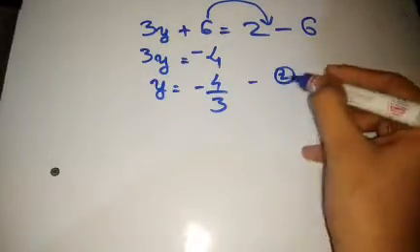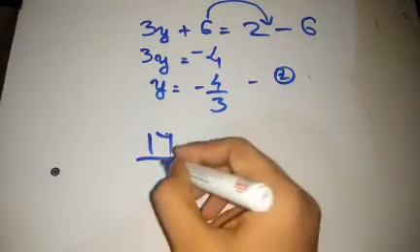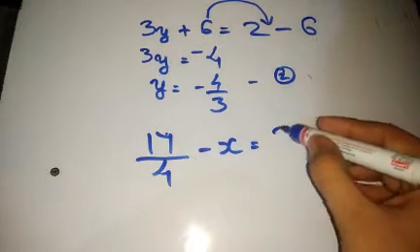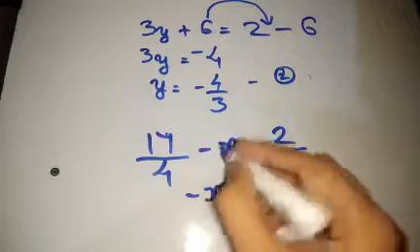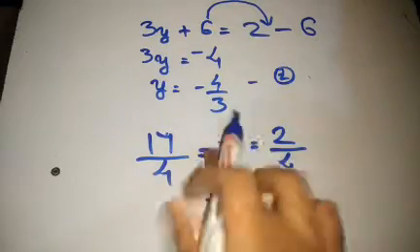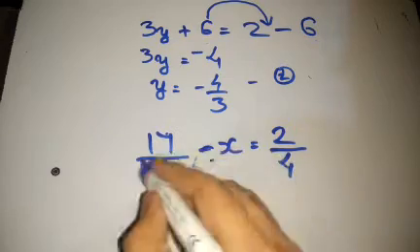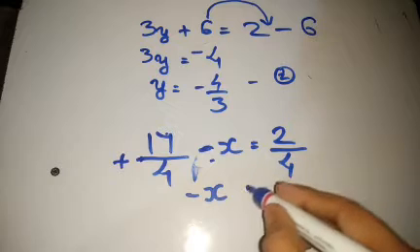Then another somewhat complex example, like 17 by 4 minus x will give us 2 by 4. Here it is minus x, which means we cannot change it; this is the sign of x, we have to change here. Here it is plus, we will move it and it will be minus.